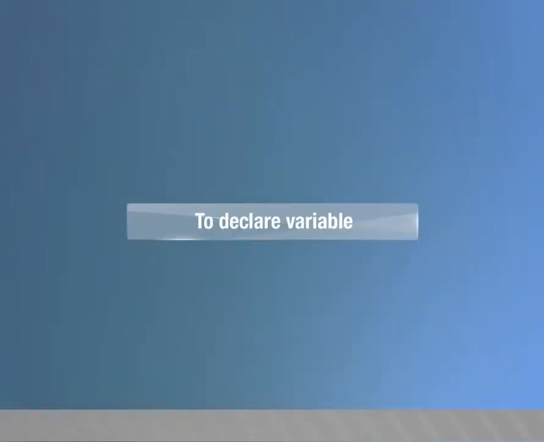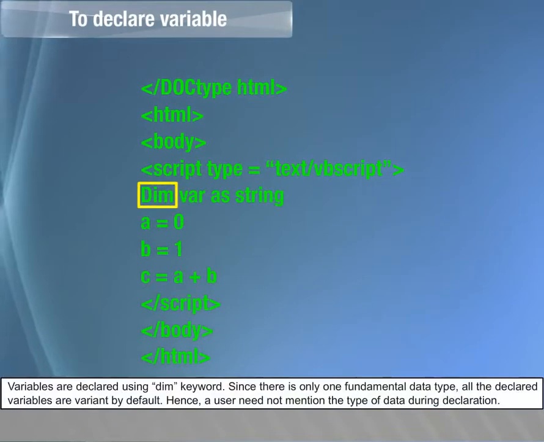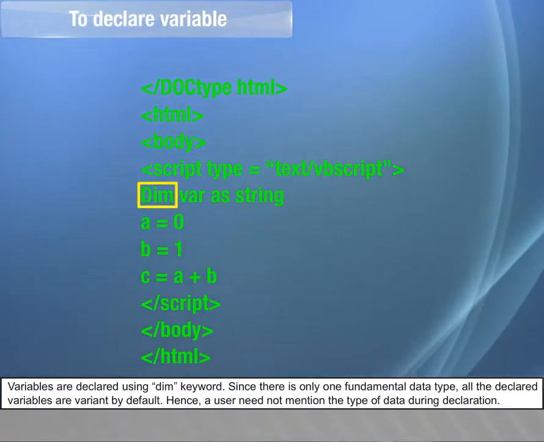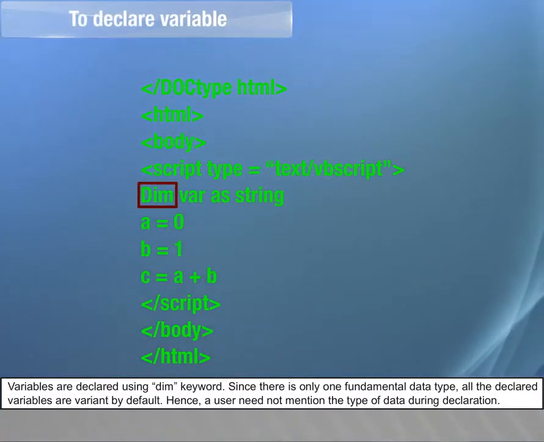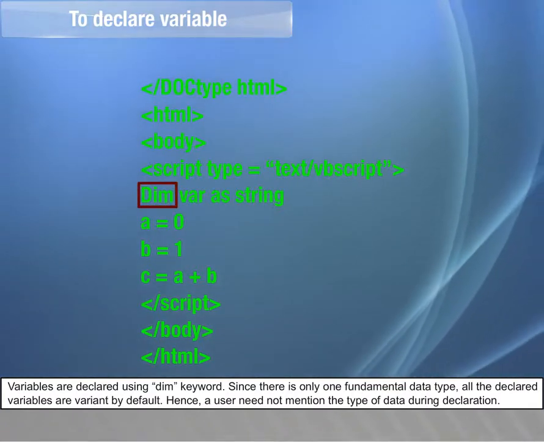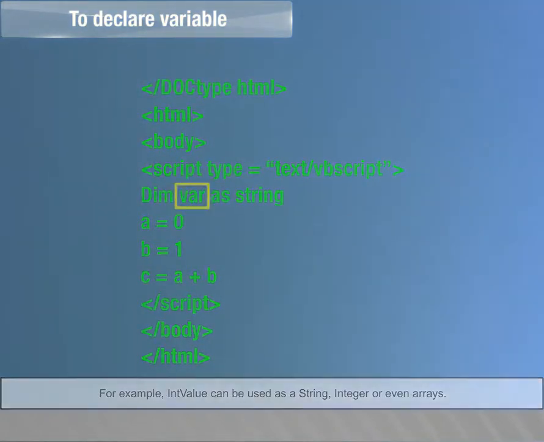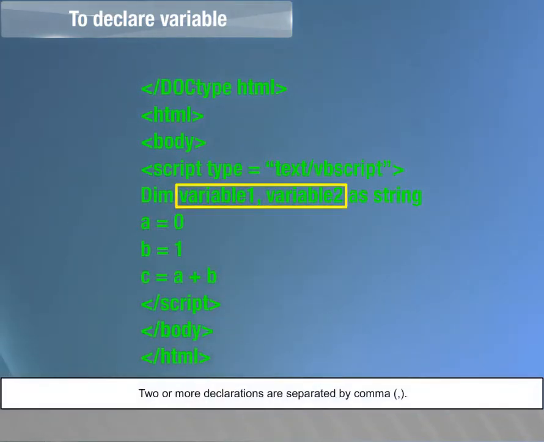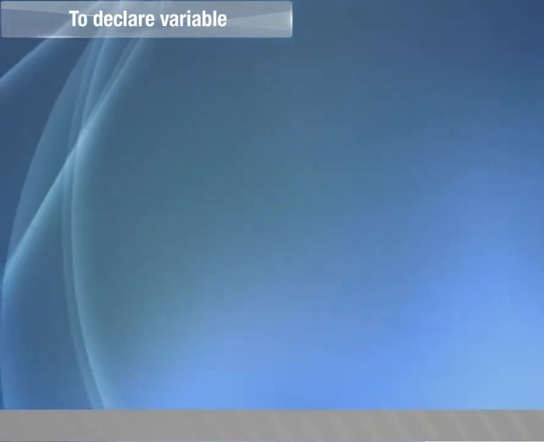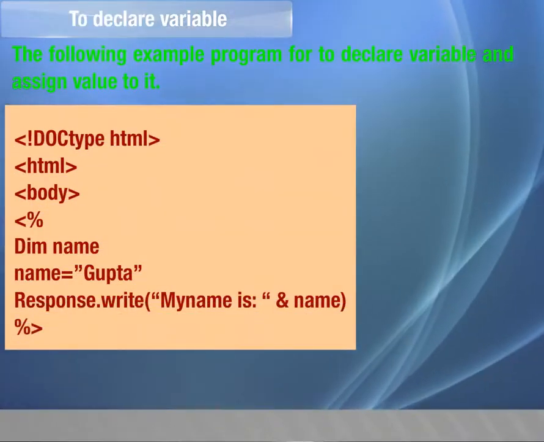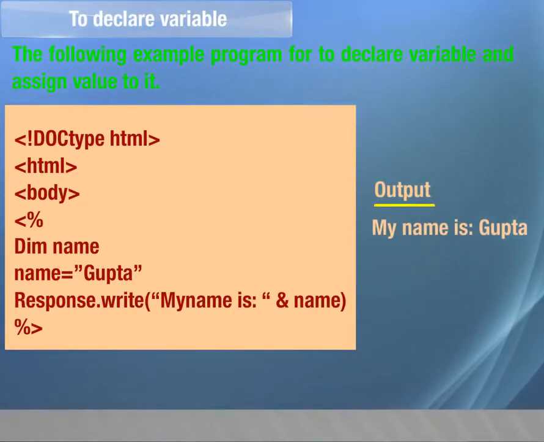To declare variables, they are declared using dim keyword. Since there is only one fundamental data type, all the declared variables are variant by default. Hence, a user need not mention the type of data during declaration. For example, int value can be used as a string, integer, or even arrays. Two or more declarations are separated by comma. The following example program to declare variable and assign value to it. Output for above program is shown below.